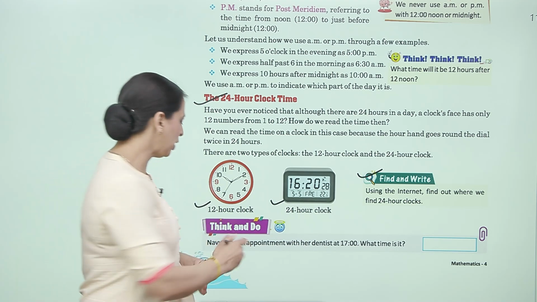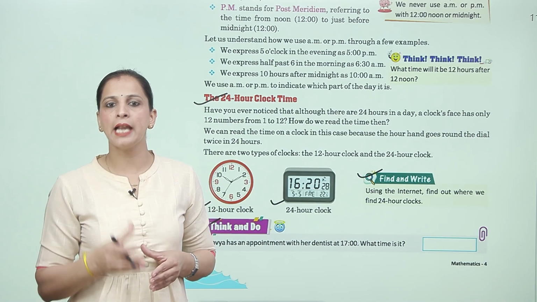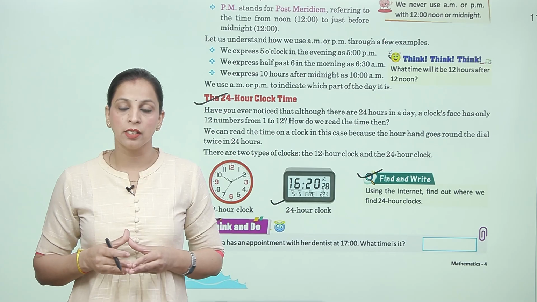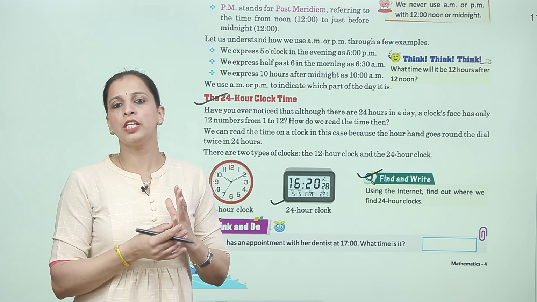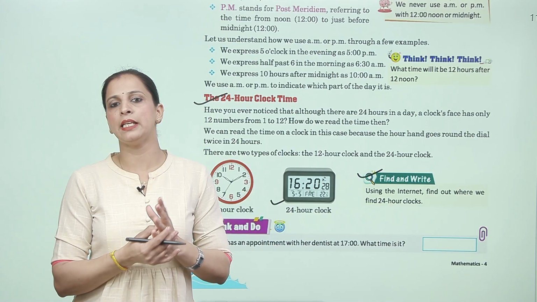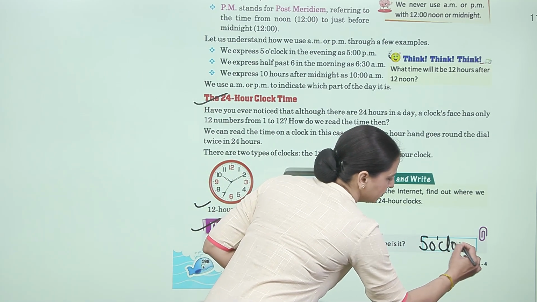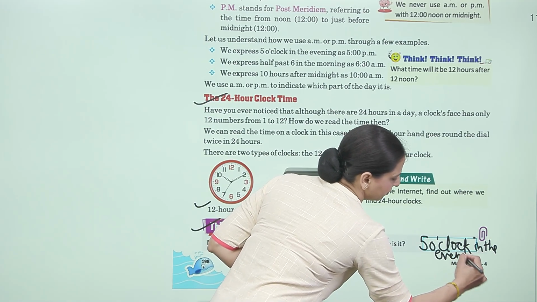Now next, think and do. Navya has an appointment with her dentist at 17:00. What time is it? After 12, 12 के बाद 13, 14, 15, 16, 17. At 5 o'clock in the evening.